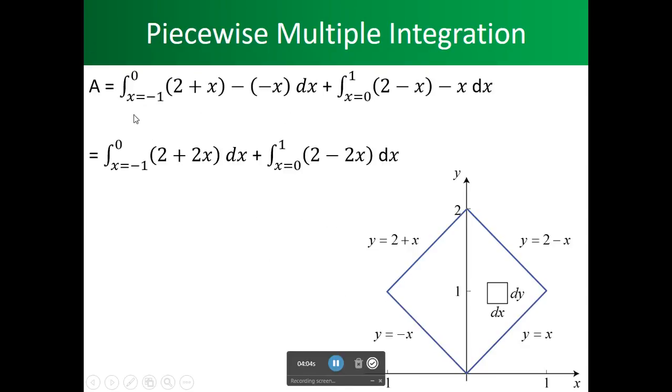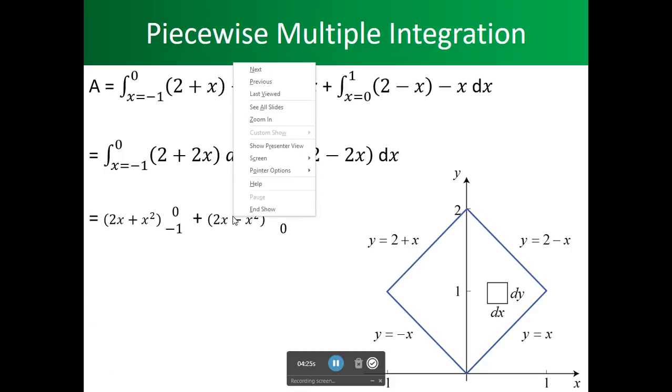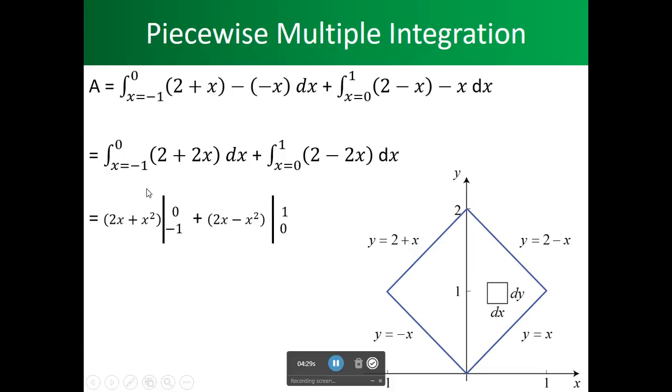Okay, so now we're going to break this down a little further. We have a minus x and a minus x, multiply these two together, minus times a minus is a plus, so we get a plus 2x. We have a minus x and a minus x, so we get a minus 2x here. Now, when we integrate, just looking at this one, we're going from 0 to minus 1. We take the integral of 2, we get 2x. We take the integral of 2x, we get x squared. You can check this by taking the derivative of x squared, you get 2x. Take the derivative of 2x, you get 2.